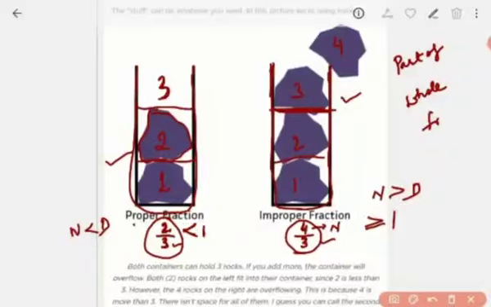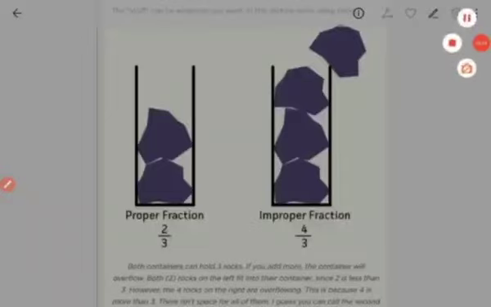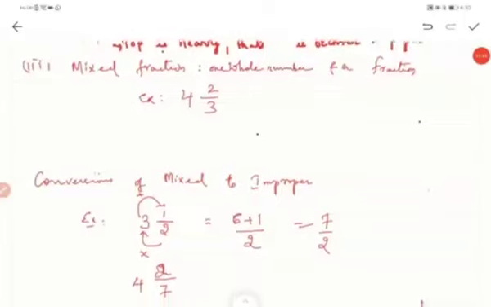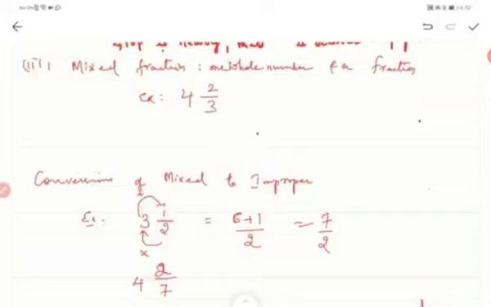All right, so let's move on. So we've seen what are mixed fractions. Also, what is a mixed fraction? It is the combination of a whole number and a fraction. You'll have a whole number and a fraction in a mixed fraction. That's why we call it a mixed fraction.